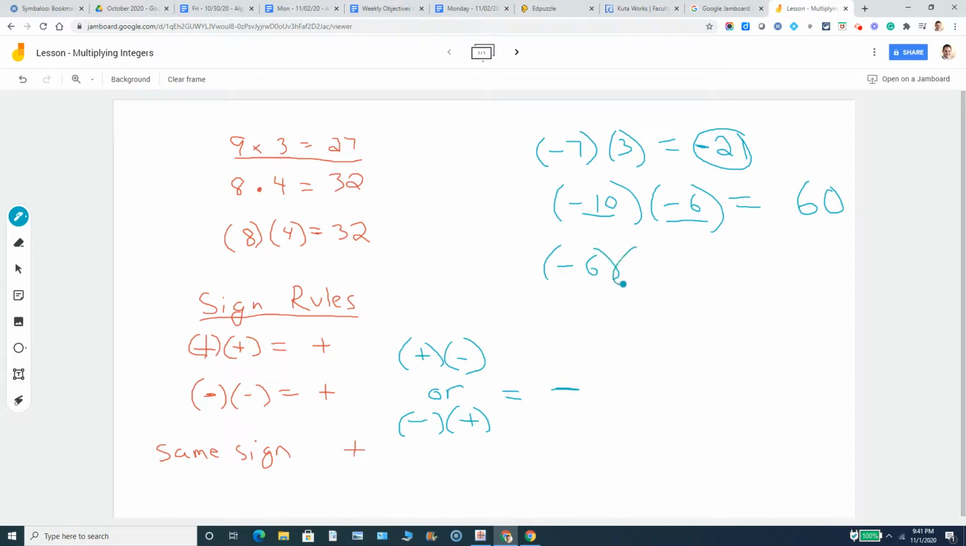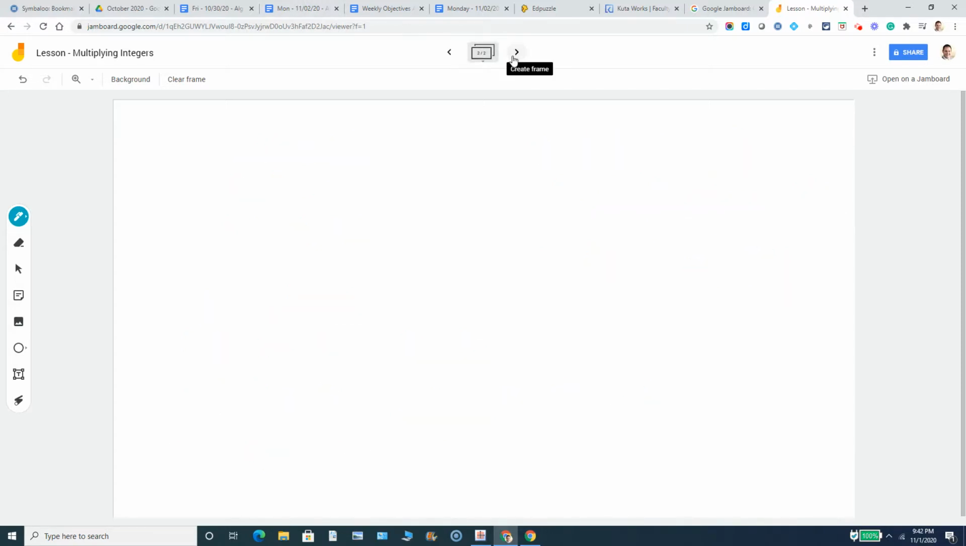Negative 6 times a positive 9. Let me fix that writing there. So negative 6 times a positive 9. That's, well, 9 times 6 is 54, and a negative times a positive is negative. Okay? So a few other small things when it comes to multiplication.